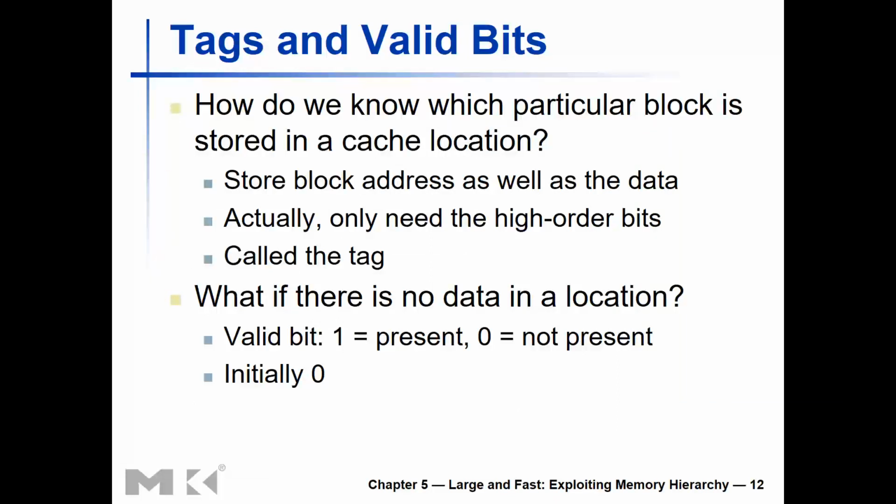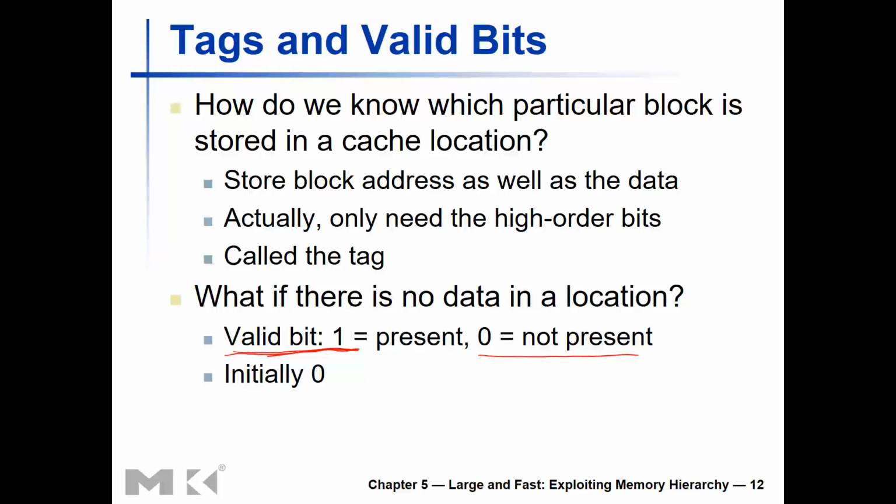Now, we will talk about the tag and the valid bits, and basically how do we make sure that the data in the cache is the one that the CPU wants. First, for every location in the cache, there is a valid bit that is associated with the block. If the valid bit is 1, it means this block is present. If the valid bit is 0, it means the block is not present. How could a block be not present?